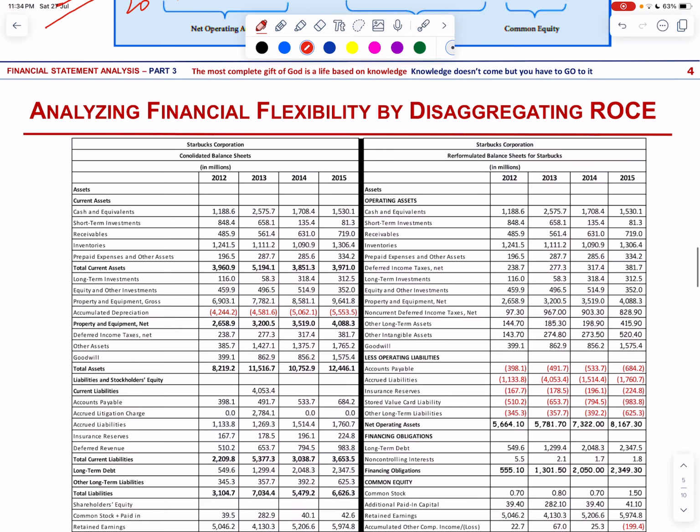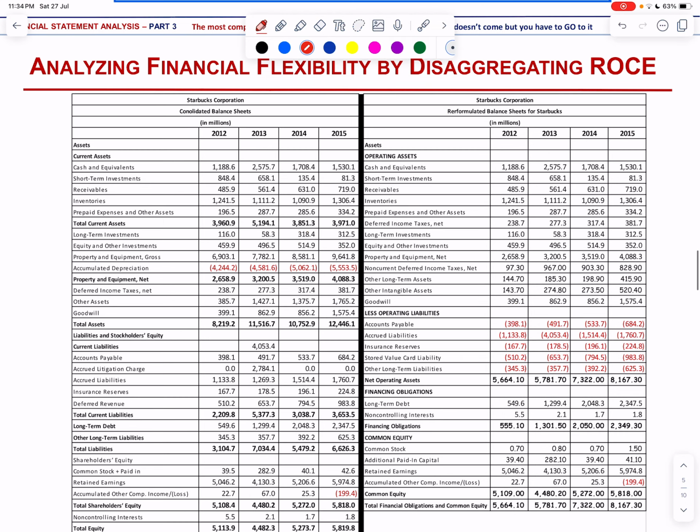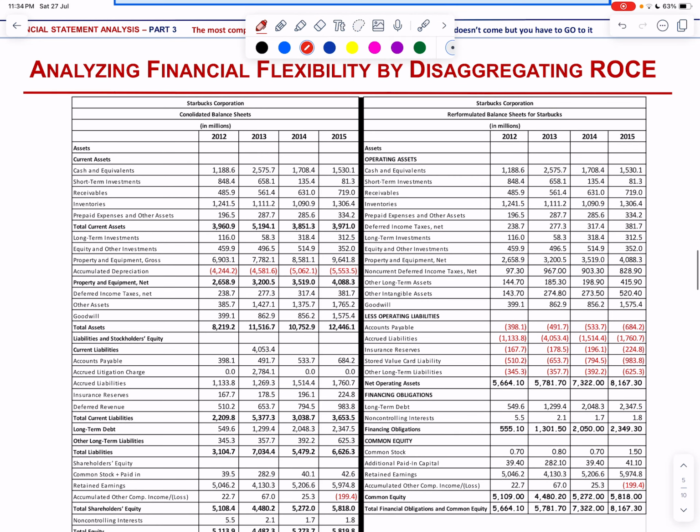So, now let us look into the reformulated balance sheet for Starbucks. And you can see we have the consolidated balance sheet and we have the reformulated balance sheet, and we are going to talk about it for a while. Now in the reformulated balance sheet you can see that all cash, cash equivalent and short term investments are categorized as operating assets, assuming they are not used for financing purposes. This means all of Starbucks assets are considered operating assets.